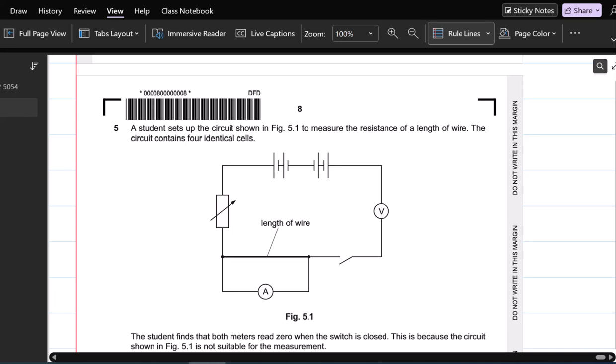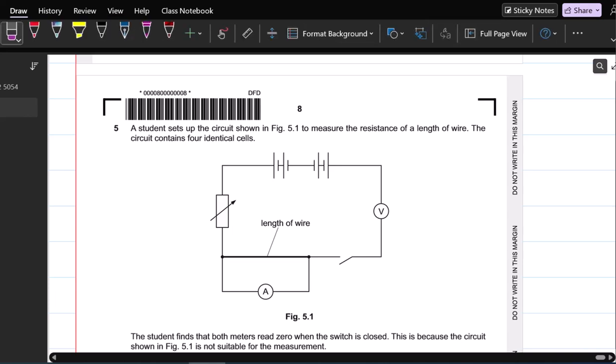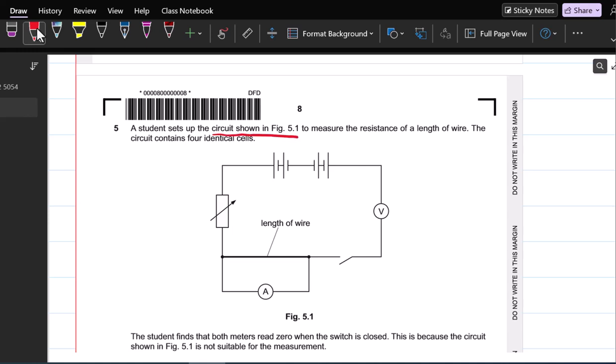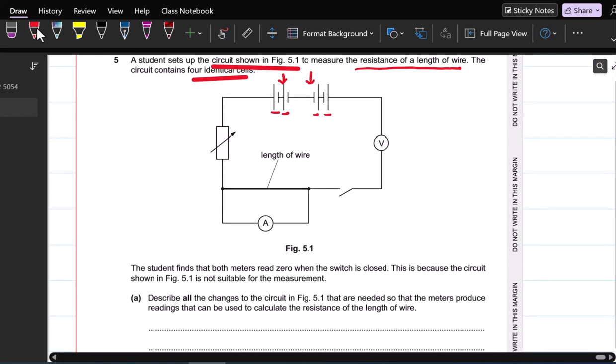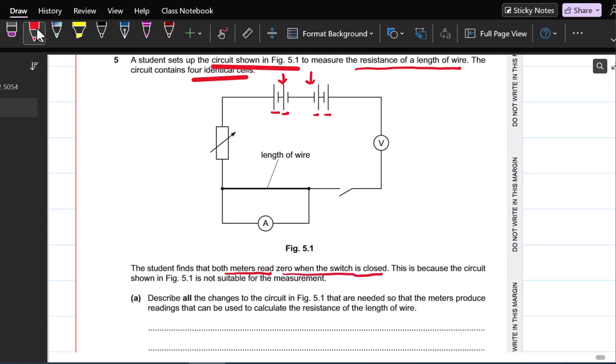Question number 5: a student sets up the circuit shown in figure 5.1 to measure the resistance of a length of wire. The circuit contains four identical cells. Four cells. So this is one, this is second one, then third and fourth. The student finds that both meters read 0 when the switch is closed. When this switch is closed, the meters are giving 0 value. Nothing is going to be there.